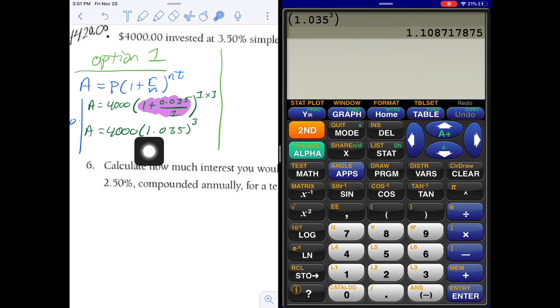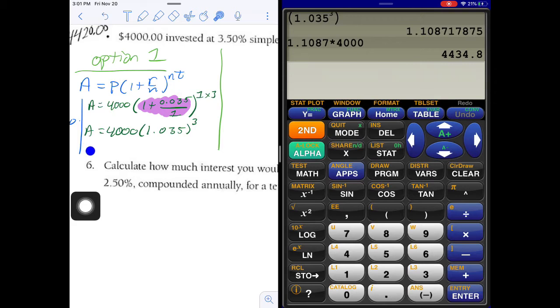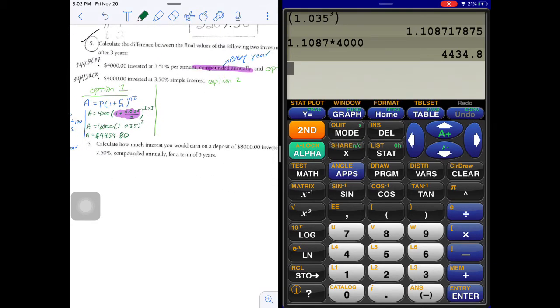So I'll take this number, which is 1.035 to the power of 3, and multiply it by 4,000. So 1.1087 times 4,000 gives me $4,434.80. So we've made a decent amount of money. We've made over 400 bucks in 3 years. Okay. Now, obviously they rounded, so there's a tiny bit different. They got 7 cents, that's fine. Doesn't have to be exact.